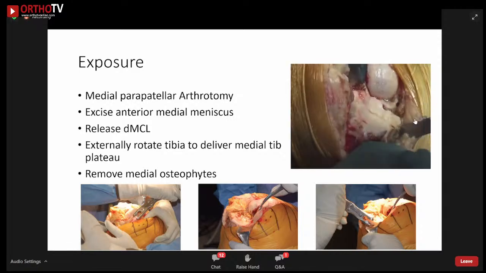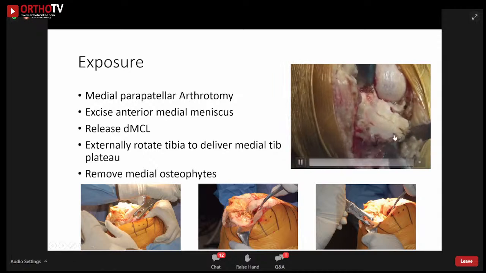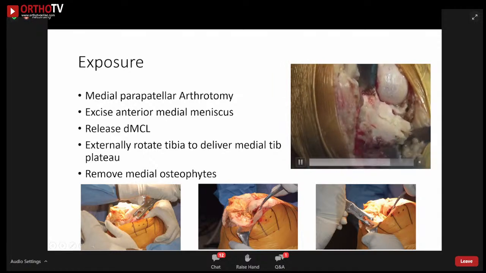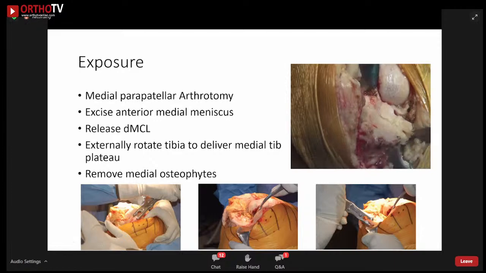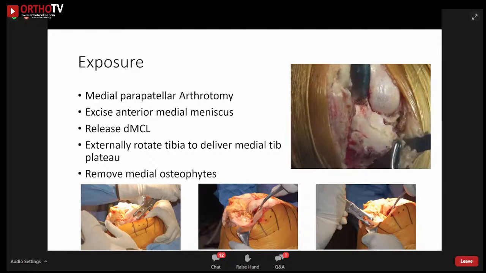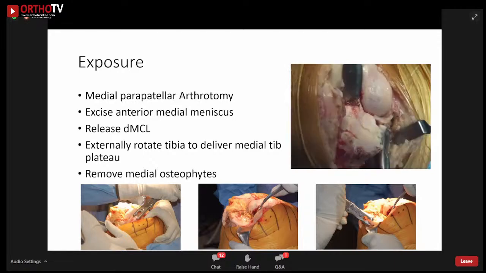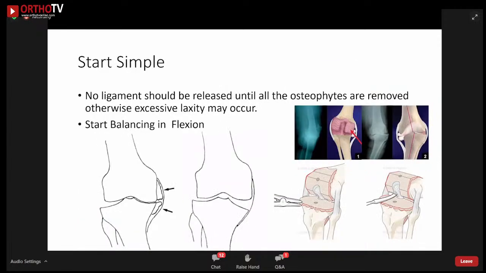After you expose, always remove the osteophytes. Remember, osteophytectomy is a very important procedure, as Dr. Rajneesh mentioned earlier. It is important to remove the osteophytes because that itself can help with the release. So always start simple. As new surgeons, think simple. No ligament should be released until all the osteophytes are removed. And always start balancing in flexion.